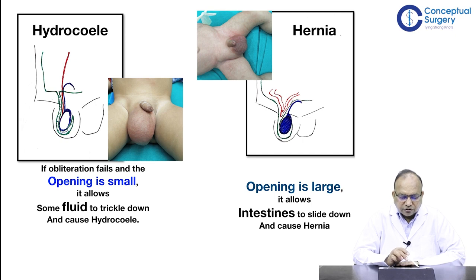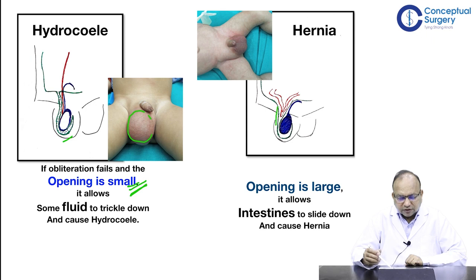So, there is a minute way through which a little bit of fluid trickles down from the peritoneal cavity into the processus vaginalis, which enlarges and forms a swelling around the testis like here, and this is called a hydrocele. So in hydrocele, basically the processus vaginalis is patent, but the opening is small. It only allows some fluid to trickle down. Okay. While in a hernia, the pathology is the same.